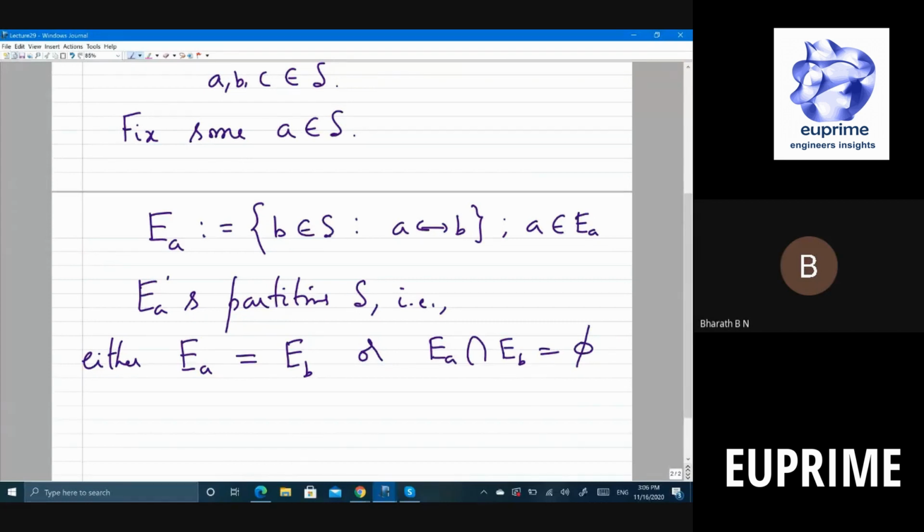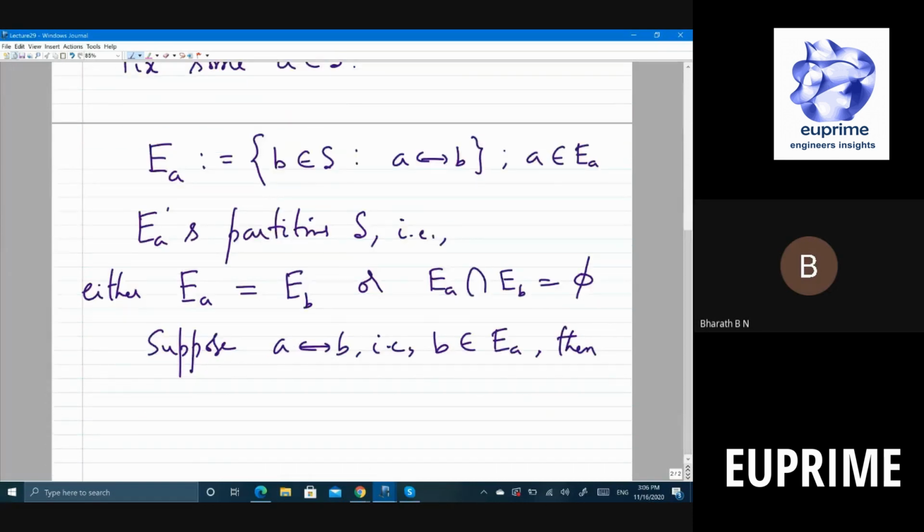Now, can you try to prove that either of them should happen? If you take A and B, let's look at two cases. Suppose A communicates with B, that is, B belongs to EA. Then we need to prove that EA is the same as EB. Do you agree? You can see this clearly, EA equals EB. Why is that the case? Can somebody tell me?